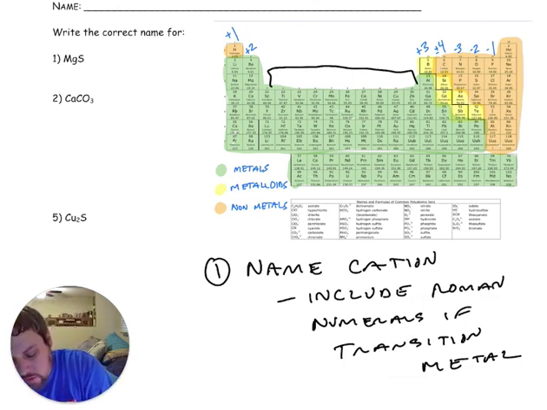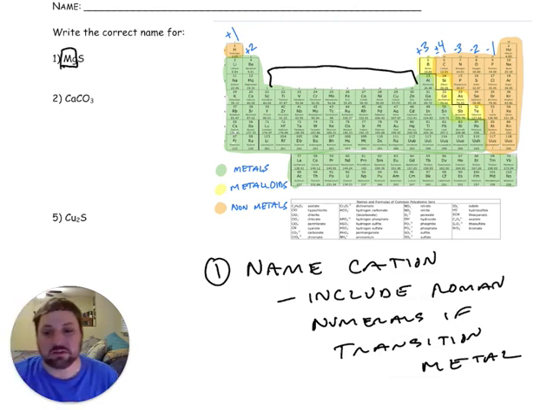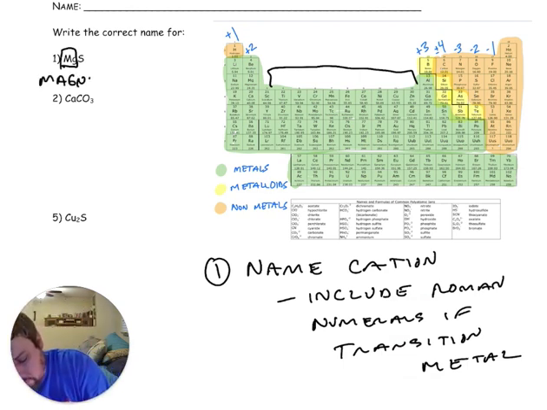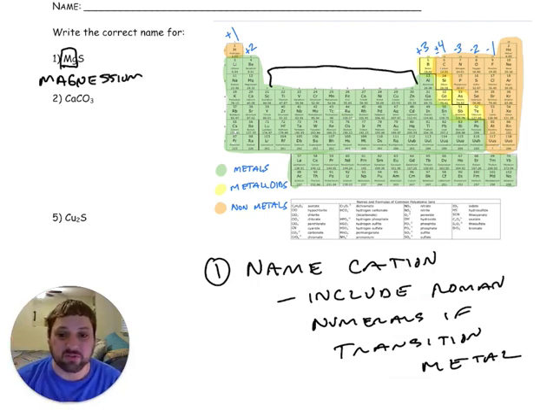Okay, so let's look at number 1 and let's complete that first step. So for number 1, our cation is magnesium, and we know that because it's out front. We know that because it's a metal. We know that because it's on the left side of the periodic table. So let's just go ahead and write magnesium. Okay, that's our first step.